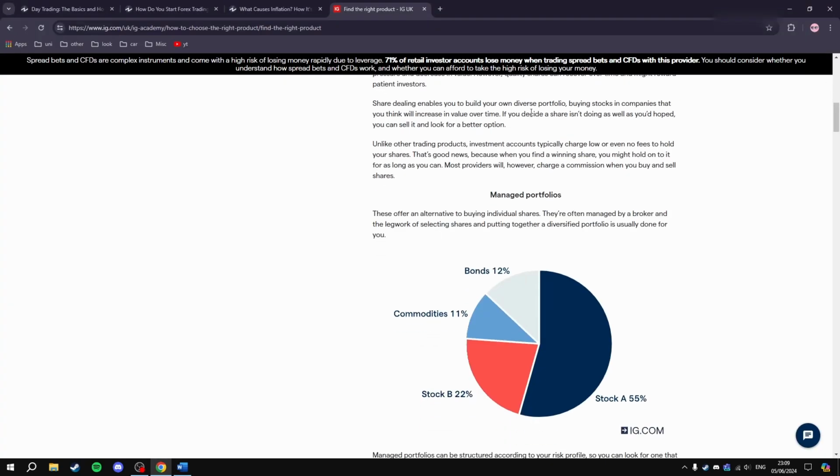Share dealing enables you to build your own diverse portfolio, buying stocks and companies that you think will increase in value over time. If you decide a share isn't doing as well as you hoped, you can sell it and look for a better option. Unlike other trading products, investment accounts typically charge low or even no fees to hold your shares.